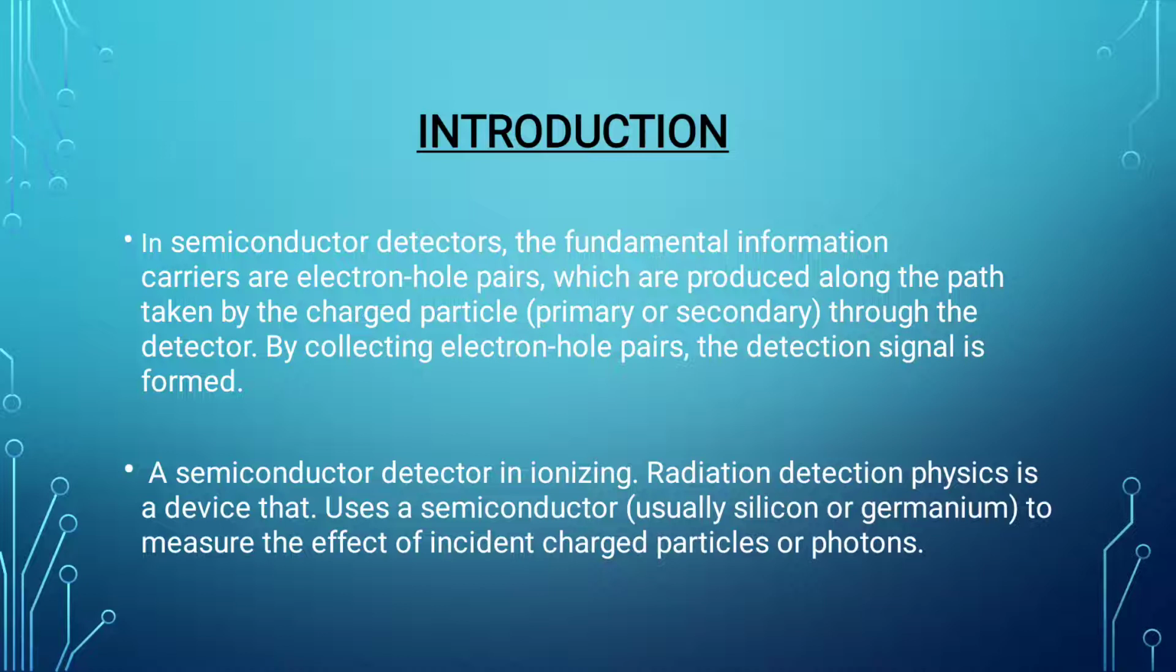Introduction. First point: in a semiconductor detector, the fundamental information carriers are electron hole pairs which are produced along the path taken by the charged particle, primary or secondary, through the detector. By collecting electron hole pairs, the detection signal is formed. Second point: a semiconductor detector in ionizing radiation detection physics is a device that uses a semiconductor, specifically silicon or germanium, to measure the effect of incident charged particles or photons.